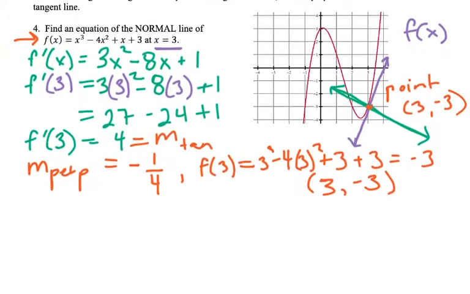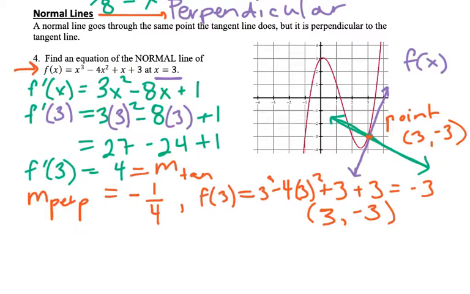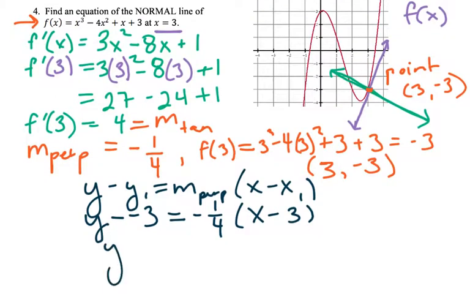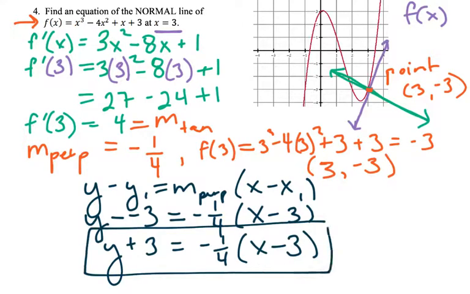We are now ready to write the equation of the line. So as always, it's y minus y1 equals m, and I'm going to write for perpendicular times x minus x1. So substituting in what we found, your y1 is a negative 3, our slope was negative 1/4, our x value is 3. So simplifying, we get y plus 3 equals negative 1/4 times x minus 3. And that is the equation for our normal line, or for the line that is perpendicular to the tangent.